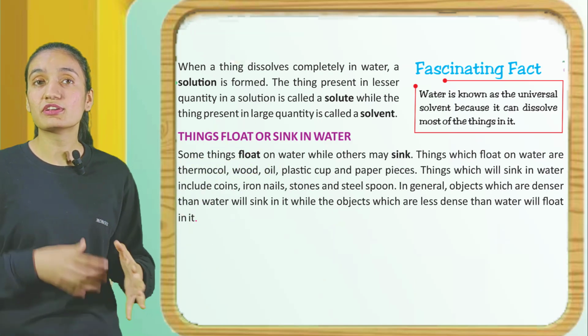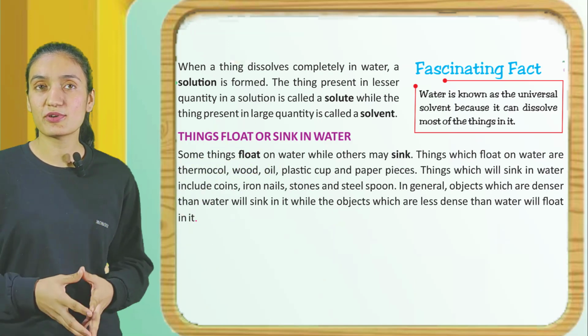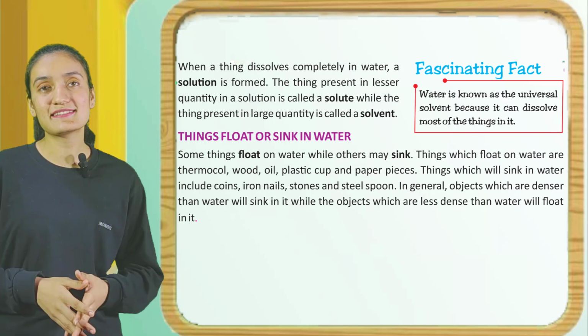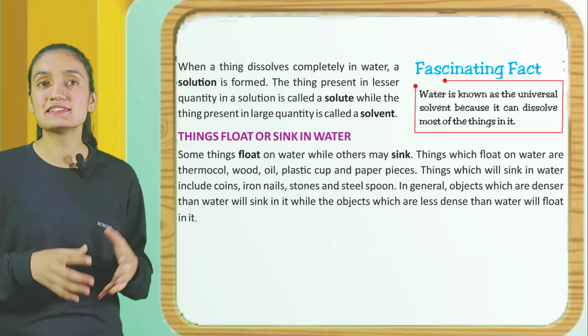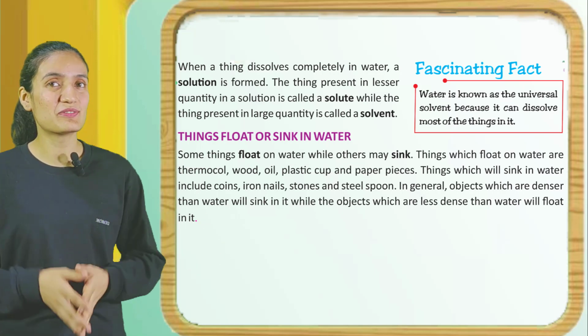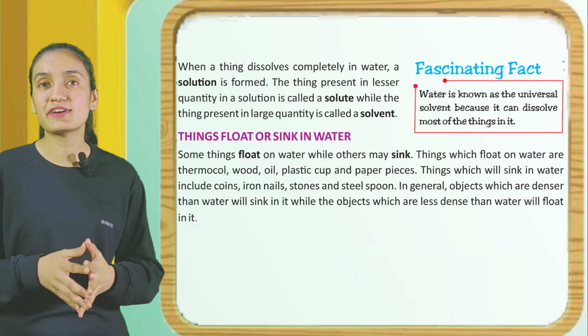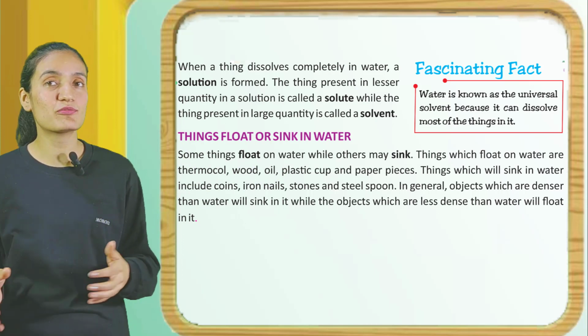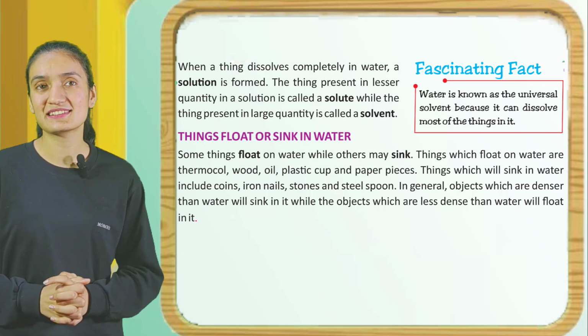Now you can see a lemonade solution. When a thing dissolves completely in water, a solution is formed. The thing present in lesser quantity in a solution is called a solute, while the thing present in larger quantity is called the solvent. Now let's see the fascinating fact. Water is known as the universal solvent because it can dissolve most of the things in it.